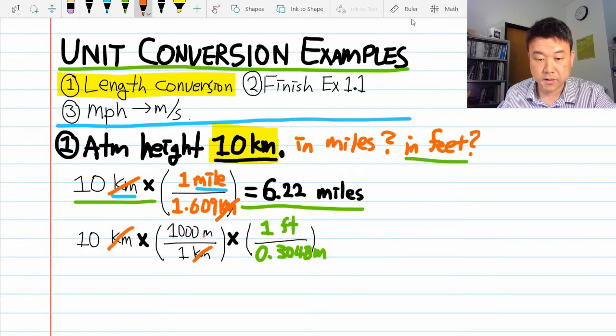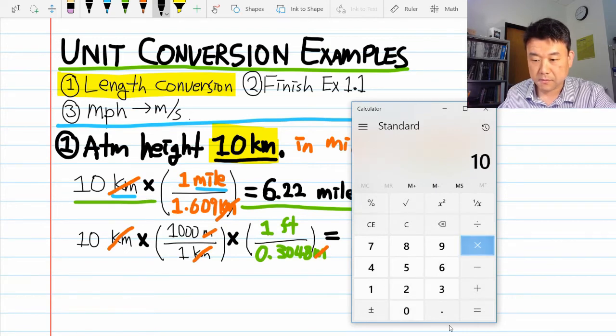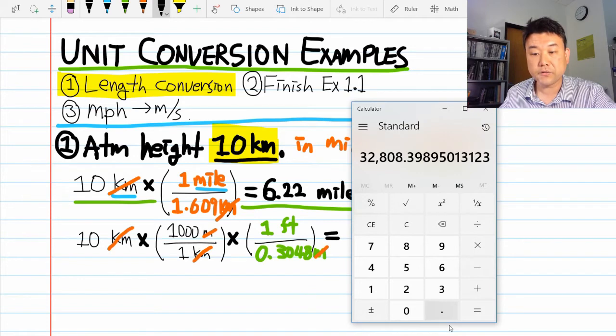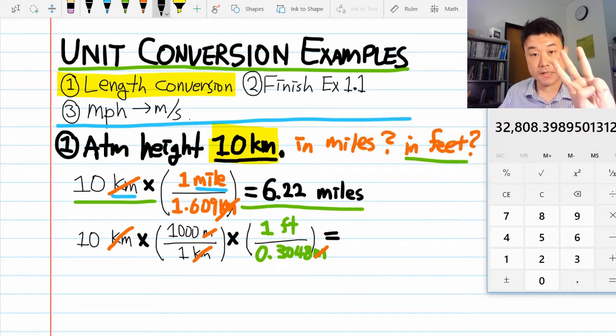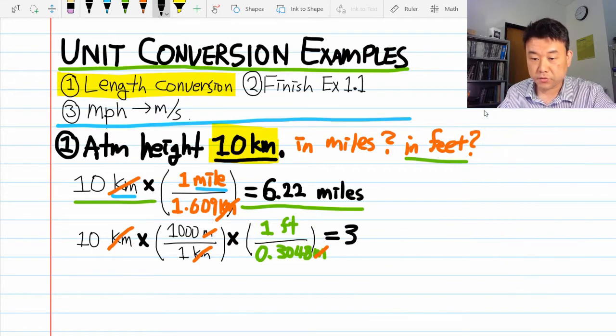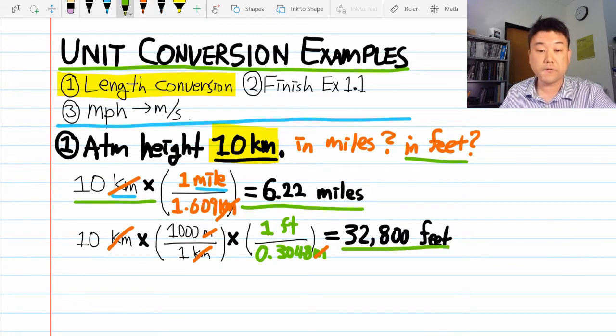Kilometer cancels out kilometer, meter cancels out meter. So we are only left with the feet, which is the unit we wanted. I still can't do this in my head, so I will use a calculator. 10 multiplied by 1,000 divided by 0.3048. 32,808. So keeping three significant figures, this would be 32,800 feet. That's it. That's the first example converting length between an SI unit to English customary or imperial unit.